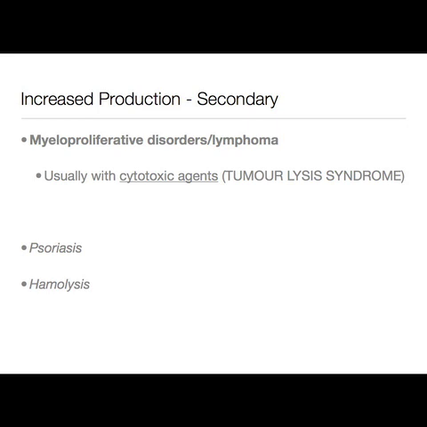In addition, various inflammatory and autoimmune phenomena are also associated with increased cellular turnover, and examples to watch out for include psoriasis and hemolysis.